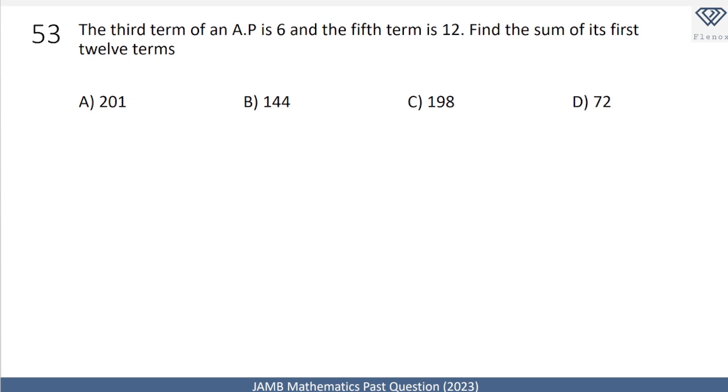Moving on to the next question, we are told that the third term of an arithmetic progression is 6 and the fifth term is 12. Find the sum of its first 12 terms.